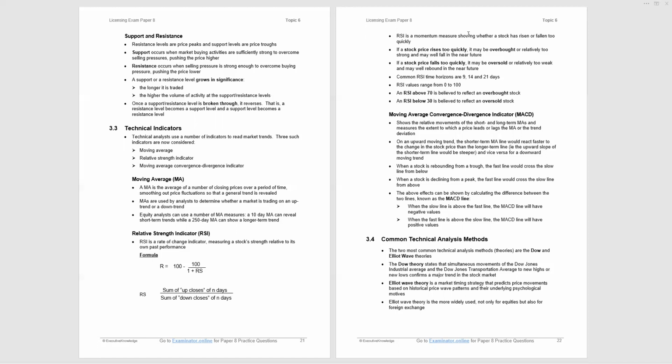Now, the common RSI time horizons are 9, 14, 21 days, and the values range from 0 to 100. Now, these two points I would take away. An indicator level of above 70 reflects overbought stock. You expect it to come down. And an indicator level below 30, you believe it's oversold, and you expect it to bounce back.